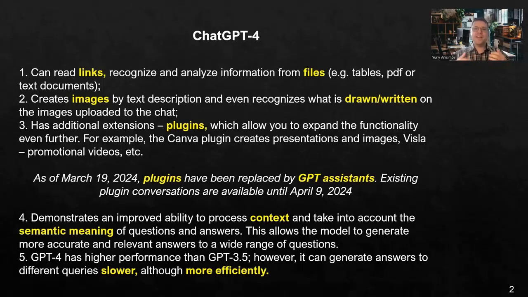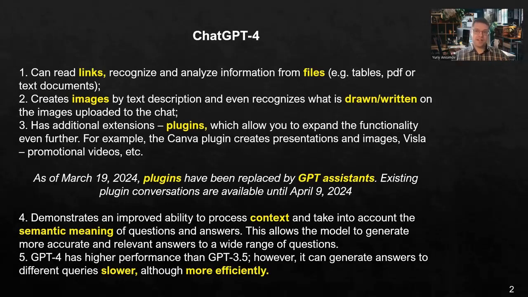ChatGPT-4 can create images by text description. That was unimaginable for the 3.5 version. And it can also recognize what is drawn or written on the images if you upload them to the chat. Another amazing feature of ChatGPT is plugins. These are additional extensions that allow you to expand the functionality even further. So plugins can help you solve a lot of tasks.